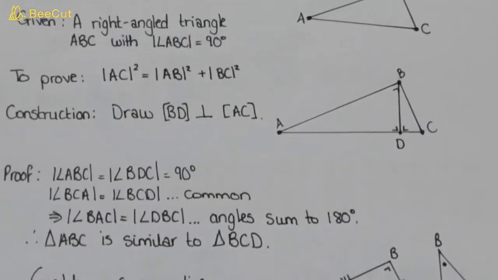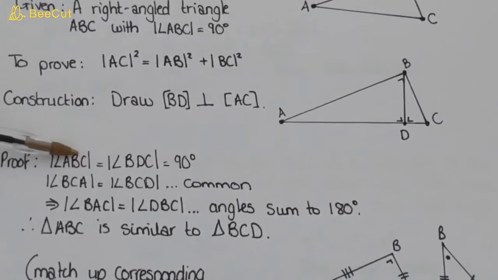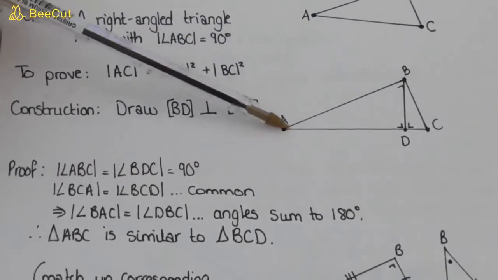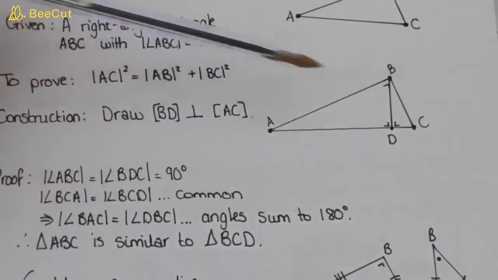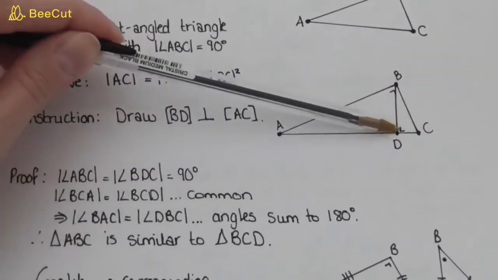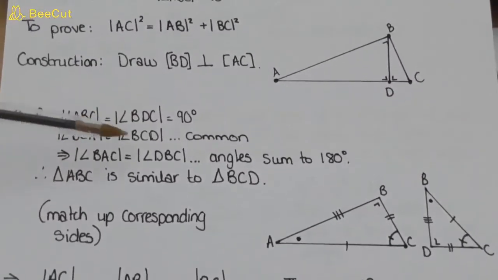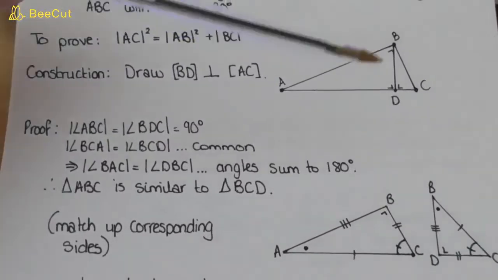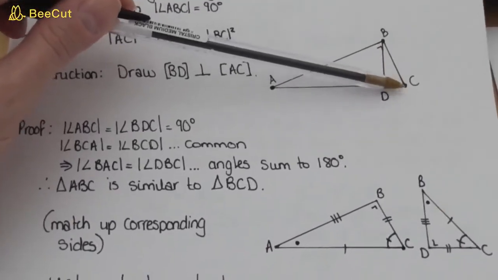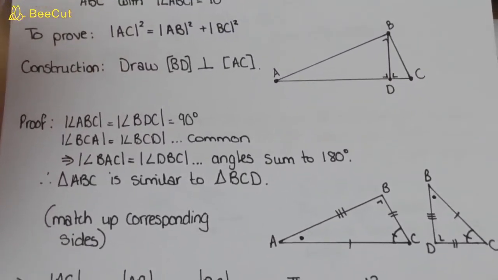So what do we know so far? We know that angle, and your labelling is really important, girls, angle ABC equals angle BDC because they're both 90 degrees. So angle ABC, this big angle up here, was 90 degrees, and I also know that angle BDC is 90 degrees, so that little one there. Angle BCA, this angle here, is equal to angle DBC, because they are a common angle.